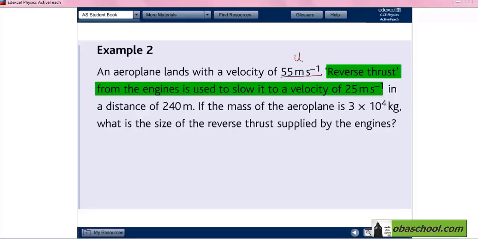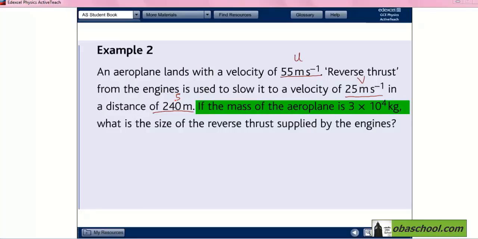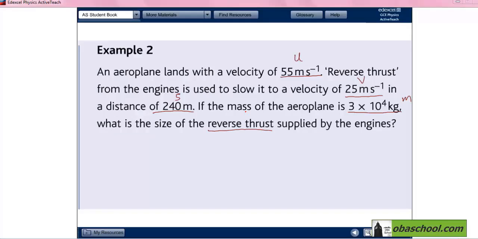So the final velocity, or v, is 25 meters per second in a distance of 240 meters. The 240 meters is the displacement, which is known as s. If the mass of the airplane is 3 times 10 to the power 4 kilogram, this is 30,000 kilogram, and it is the mass, or m. What is the size of the reverse thrust supplied by engines? The reverse thrust is the F.